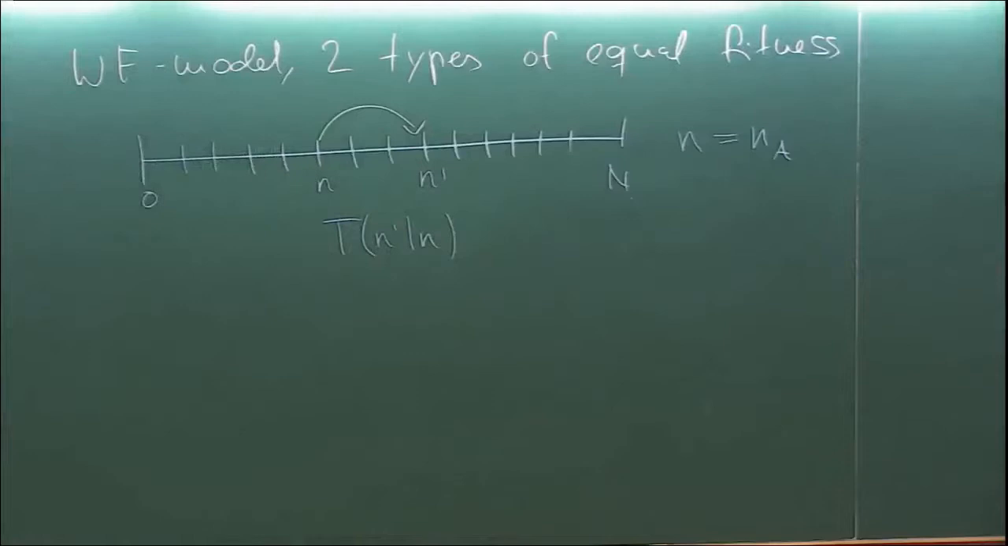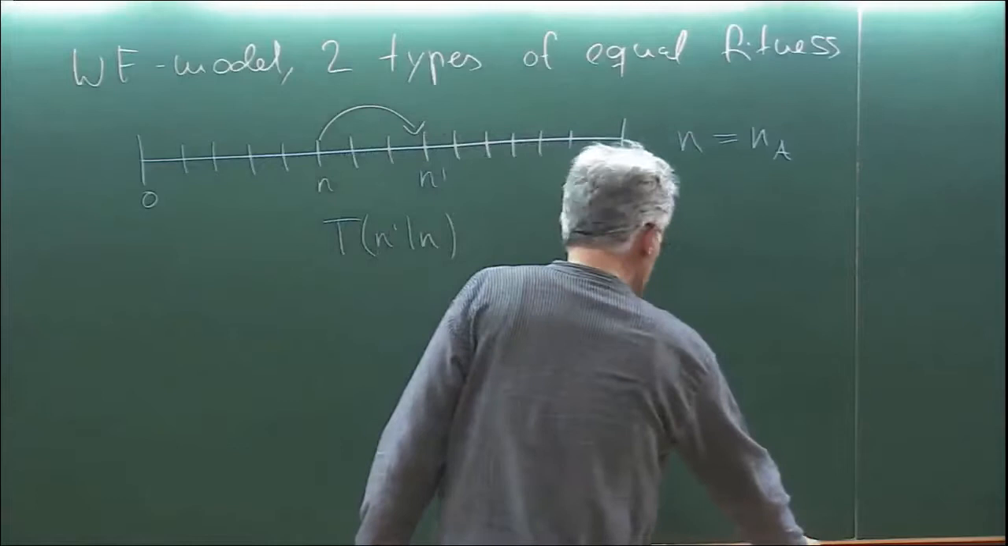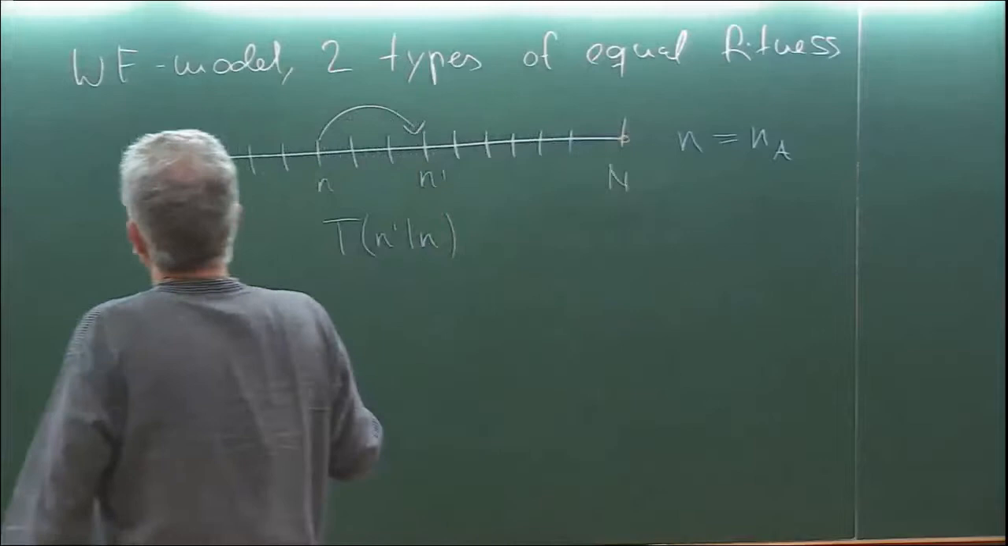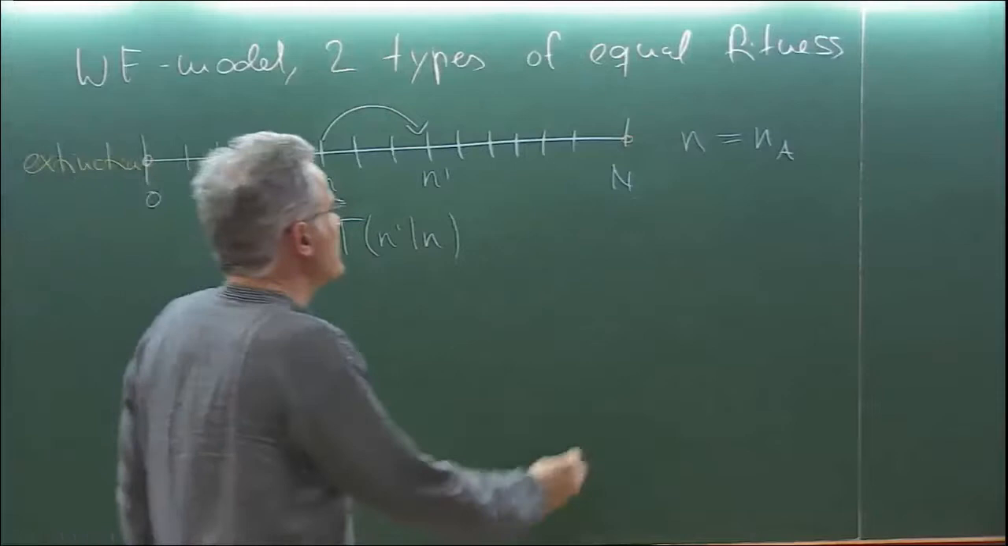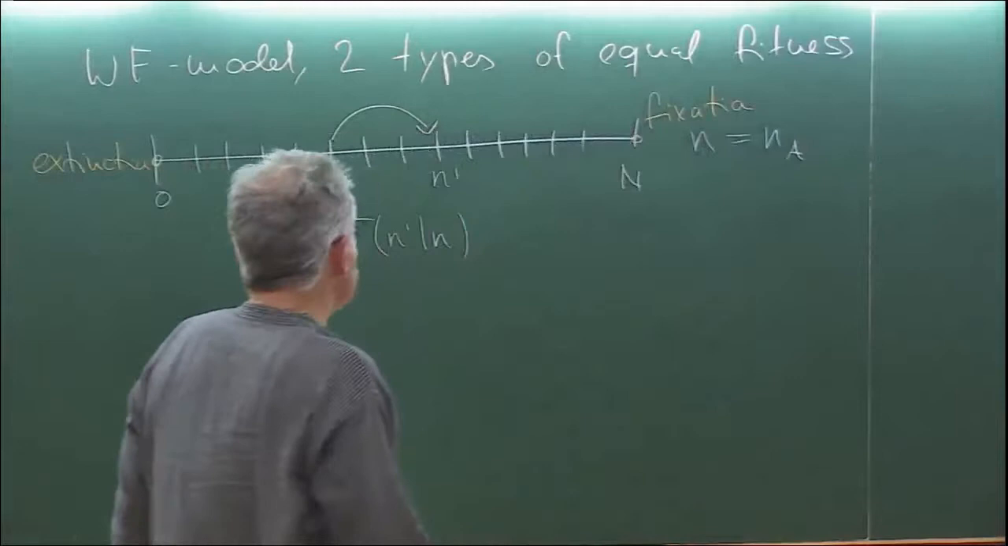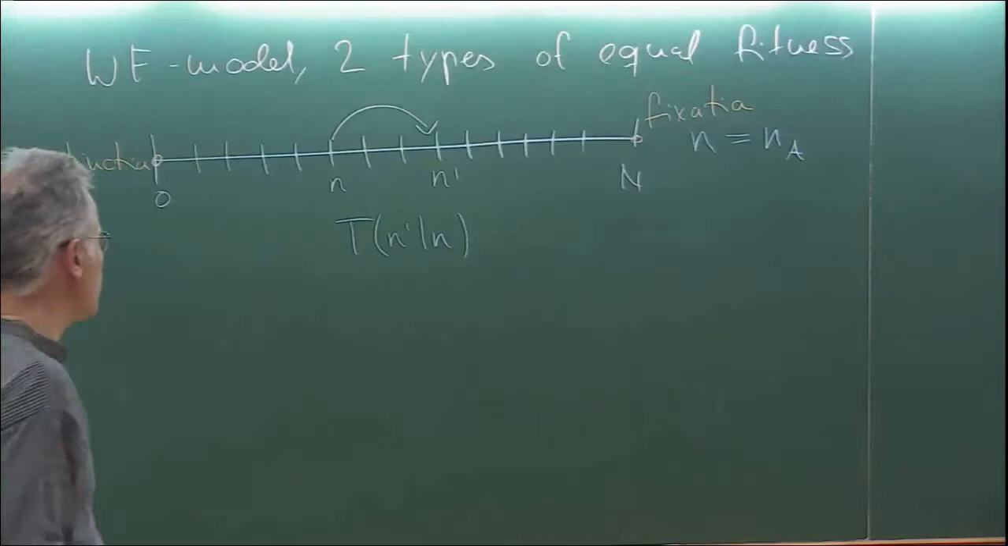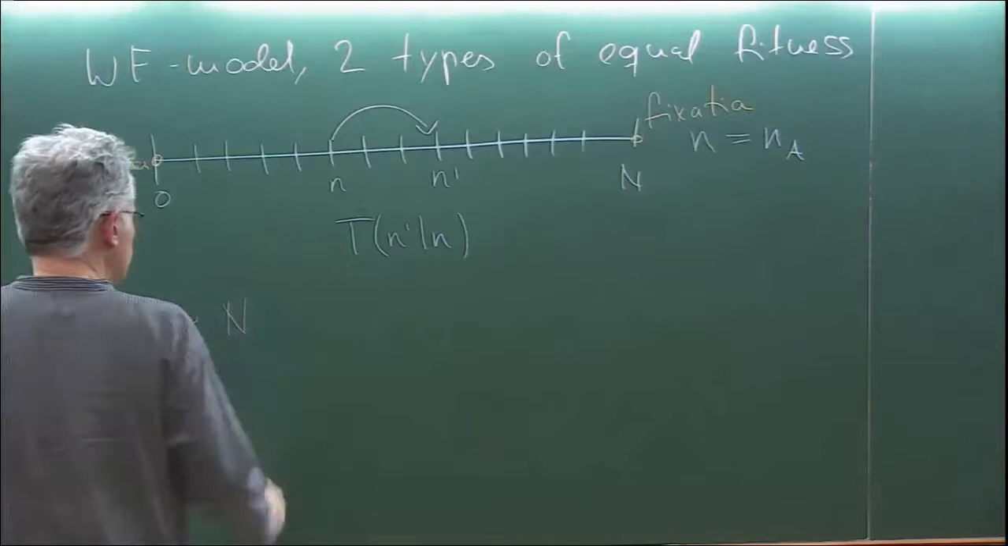One of the things that I told you yesterday and that you also looked at in the problem is that an important fact about this model is that it has absorbing states, at 0 and at N. Here the A type goes extinct, and here the A type fixes. What I told you from the simple calculation of the heterozygosity was that the time scale to fixation in this neutral case is of order N.